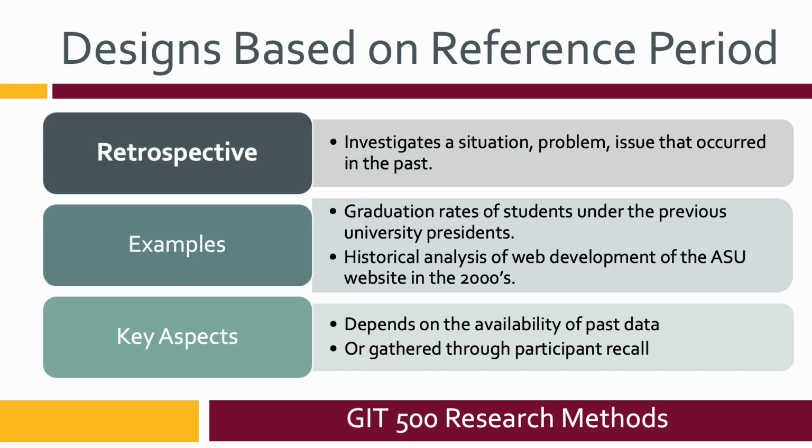You can look at your design in reference to a time period, a reference period. One way to do it is retrospective. A retrospective design investigates a situation, problem, or issue that has occurred in the past. For example, you might do research on graduation rates of students under the previous university presidents. You might look at historical analysis of web development of the ASU website in the 2000s.